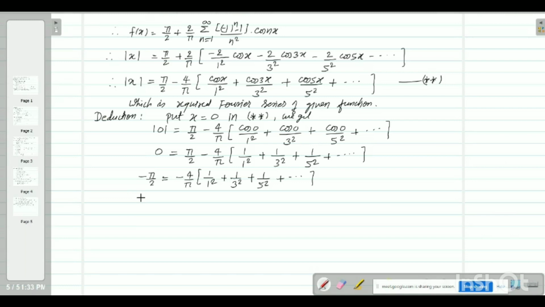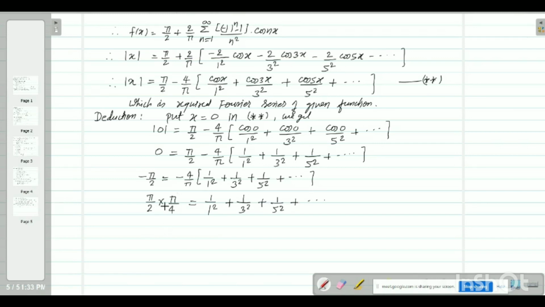So this becomes pi by 2. See here, minus minus goes plus, so I don't need to write the minus sign. So this is pi by 2 into, here multiplying becomes dividing, so pi goes on numerator and 4 in denominator. So this is not square, this is only pi. So this equals 1 upon 1 square plus 1 upon 3 square plus 1 upon 5 square and plus so on.